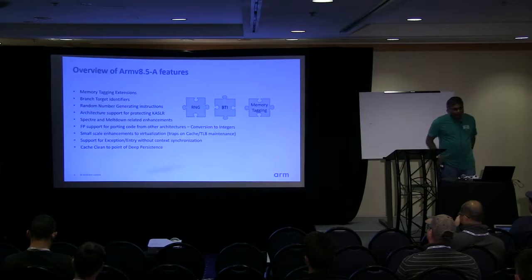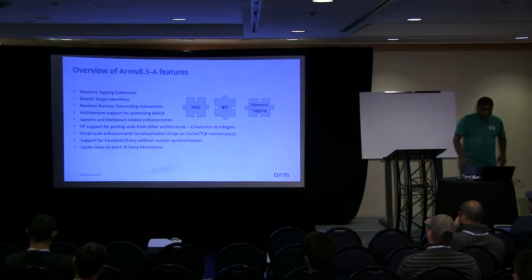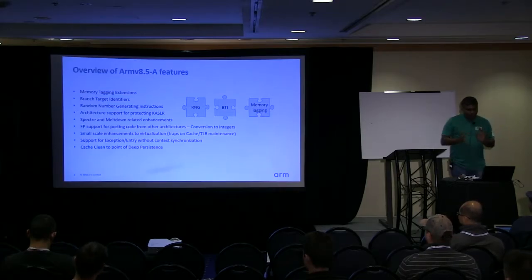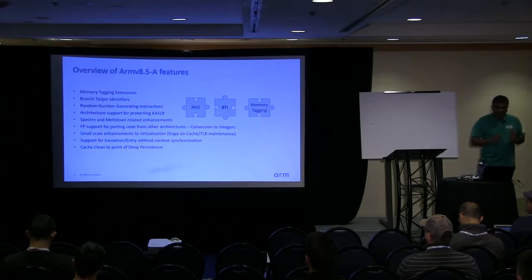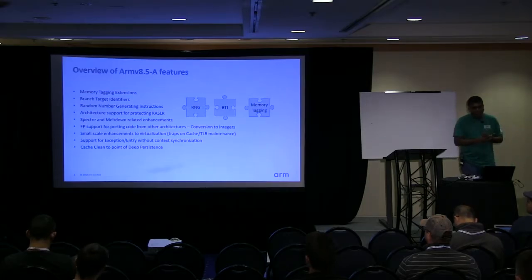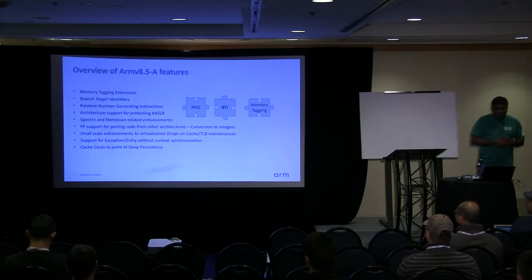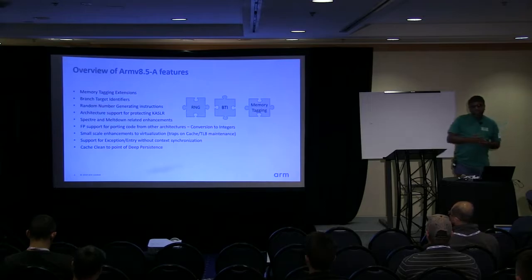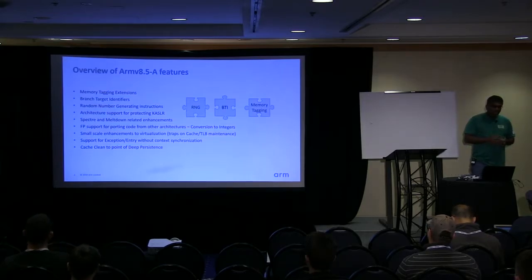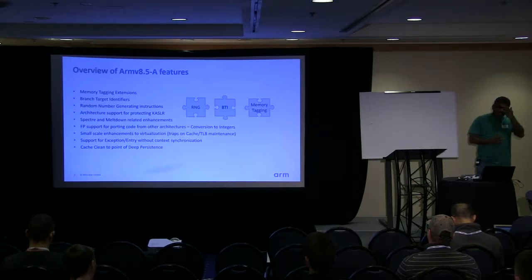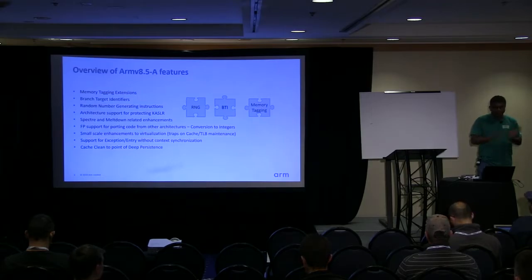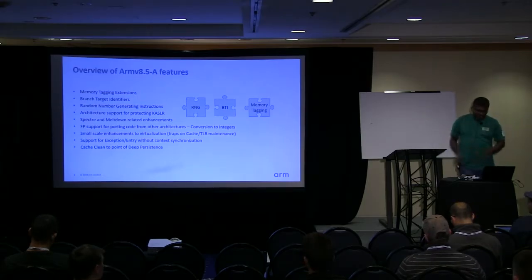There'll be some floating point instructions for porting code from other architectures, especially around conversion of integers and what we do with stuff in the NaN space. There will be small scale enhancements for virtualization. So we have some new traps on cache and TLB maintenance instructions, and there's stuff around support for exception entry without context synchronization, and there's a cache clean instruction to a point of deep persistence, as if persistence wasn't good enough, we need deep persistence.